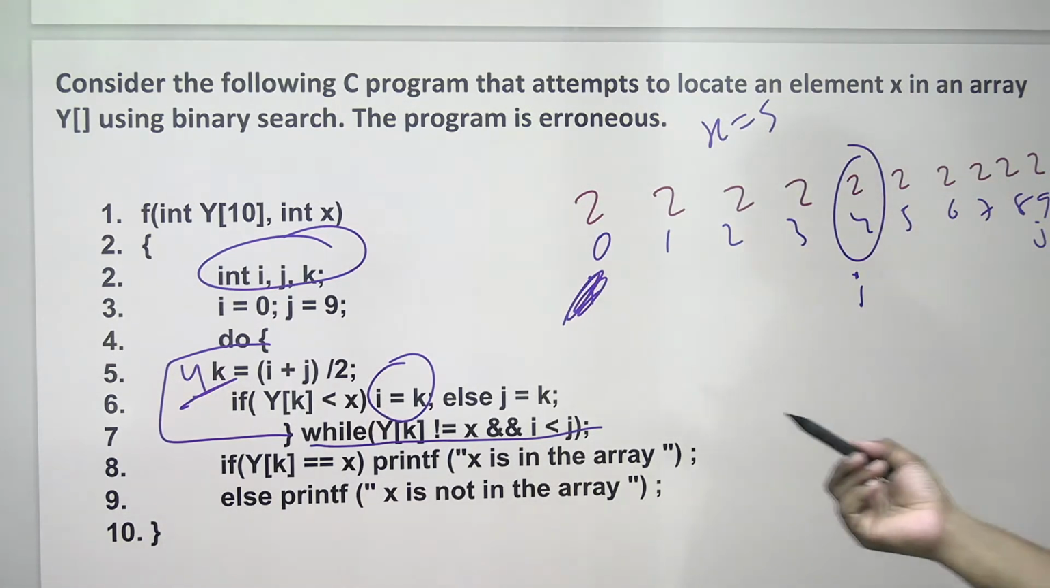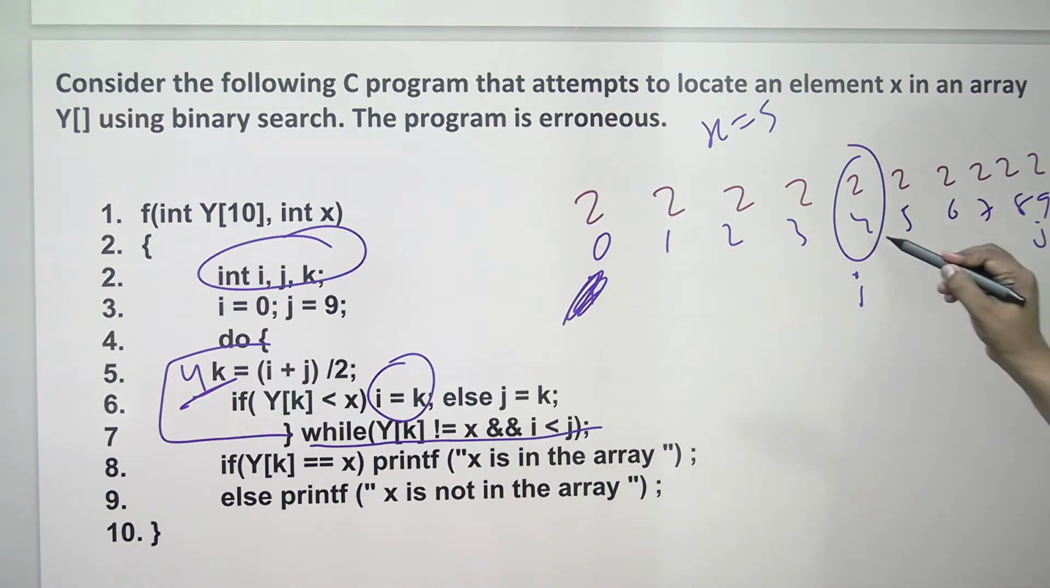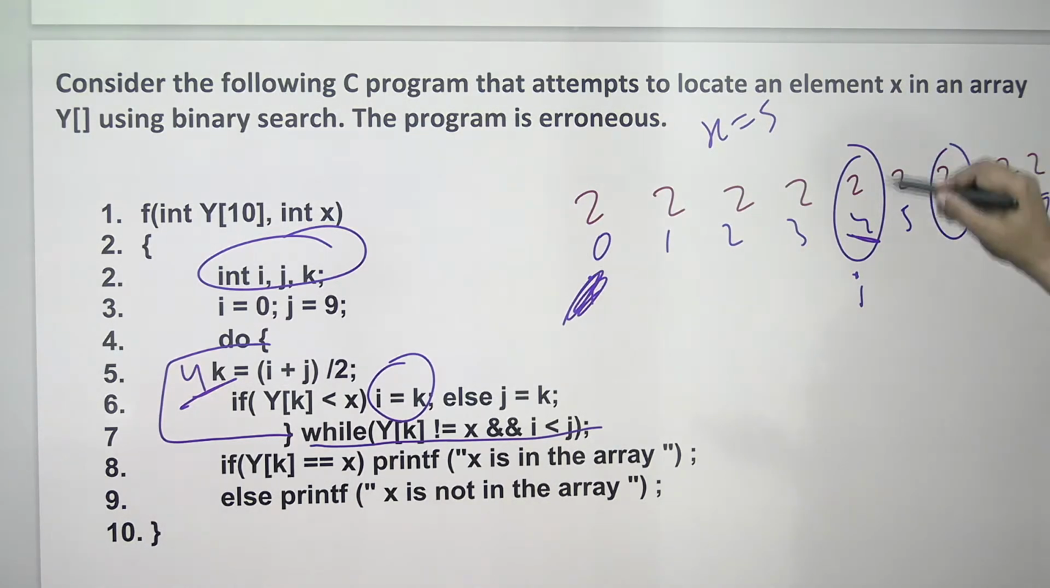Again same story. So again do: k is equal to (i plus j) by 2. What is the i value? 4. 4 plus 9, 13 by 2, 6.5. So 6. Next one. What is y of k? 2. Is 2 less than 5? Condition is true. Again same story. i is here, j is the same.